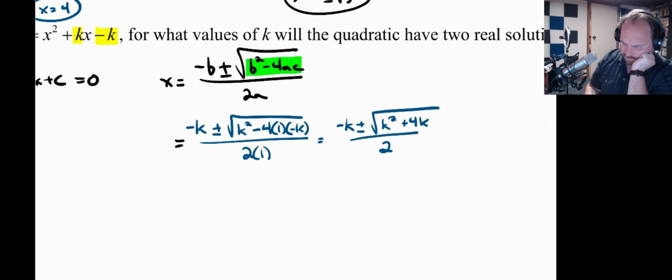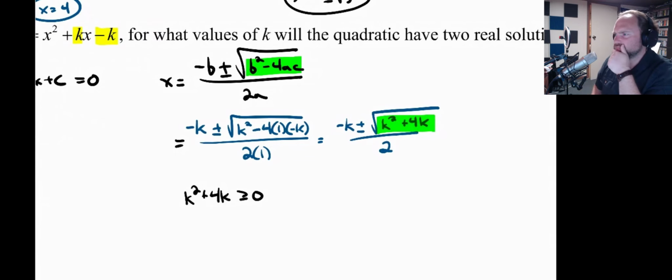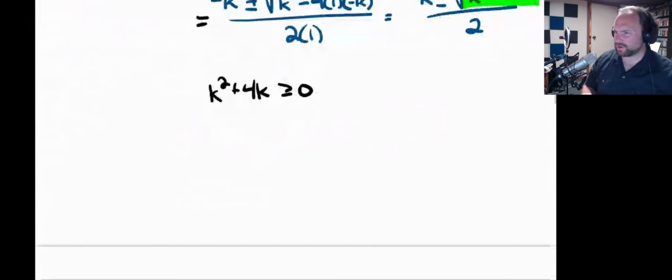So let's solve this problem. Let's grab k squared plus 4k. Let's think about when that's going to be greater than or equal to 0. This might be tough to solve, but it might be easier if we set it equal to 0 and then determine where it's positive and where it's negative. That might be an easier thing to do, because greater than or equal is going to be a little tricky there. So let's think about this.